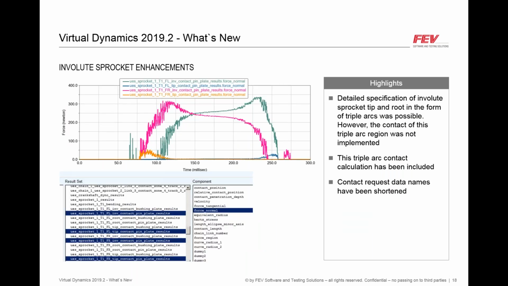The detailed specification of involute sprocket tip and root in the form of triple arcs was possible. However, the contact of this triple arc region was not implemented in the previous release. Now it is included so that we can calculate those contact forces, and the contact request data names have been shortened to be able to read them easier.